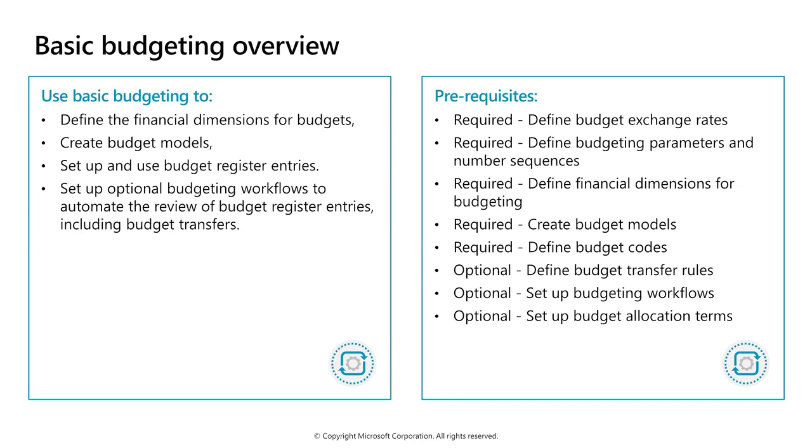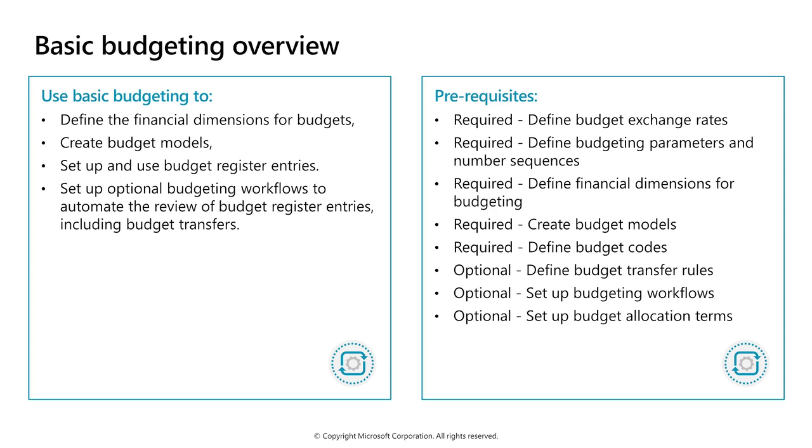We can use basic budgeting to define the financial dimensions for budgeting, create budget models, and set up and use budget register entries. We can also set up optional budgeting workflow to automate the review of budget register entries, including budget transfers. For example, if approval is required to transfer a budget amount from one department to another, then workflow functionality helps to create an approval workflow. Almost every company that uses financial functionality in finance operations must be able to create reports of budget versus actual.